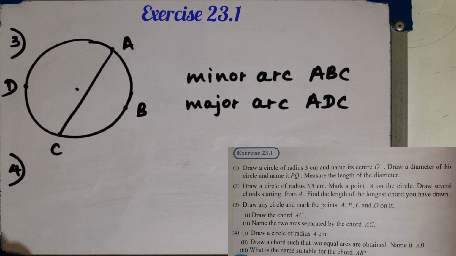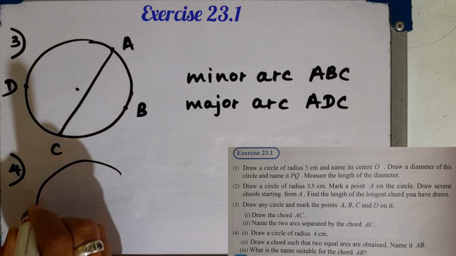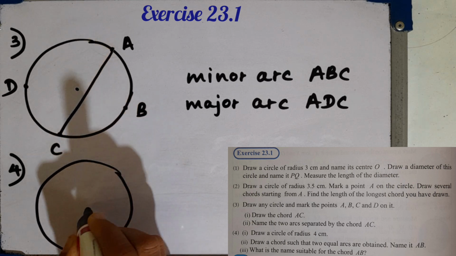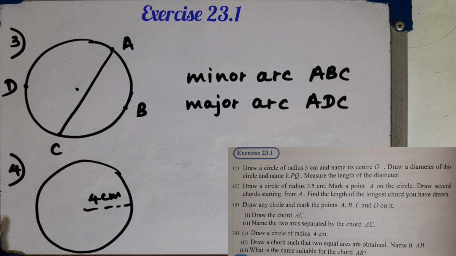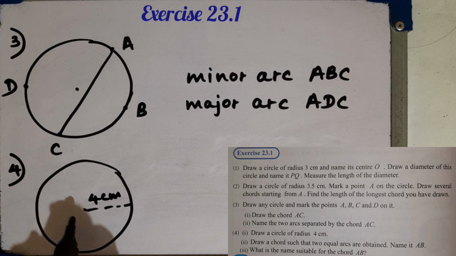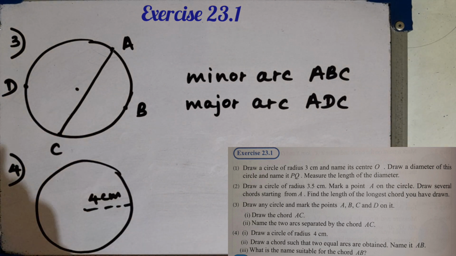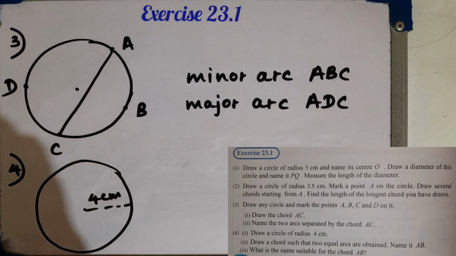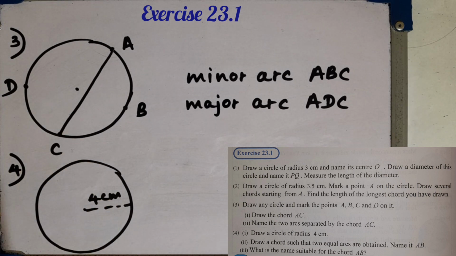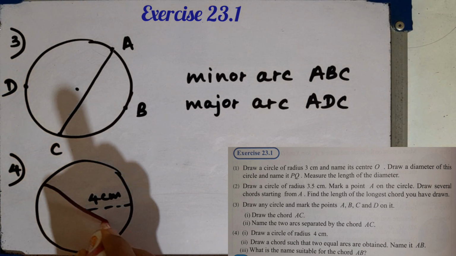Then question number 4. First part, draw a circle of radius 4 centimeters. I will draw a circle. This is 4 centimeter radius. Draw a chord such that 2 equal arcs are obtained. You have to draw a chord like this. That should be the diameter of the circle to obtain 2 equal arcs. So I can draw any diameter like this.